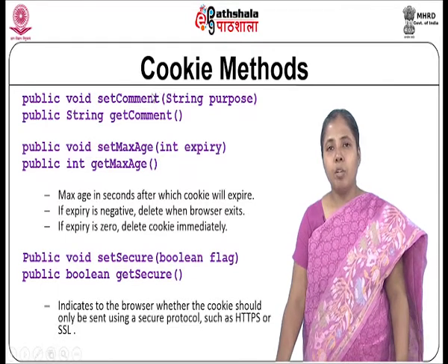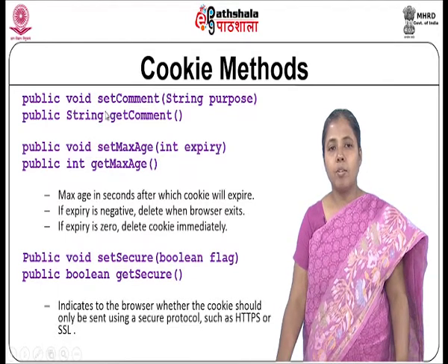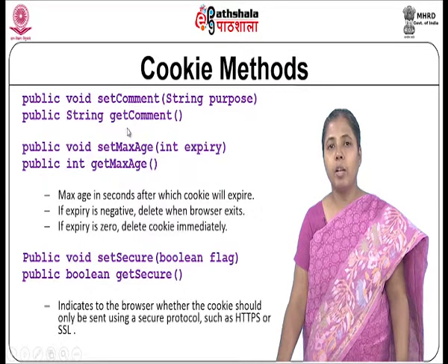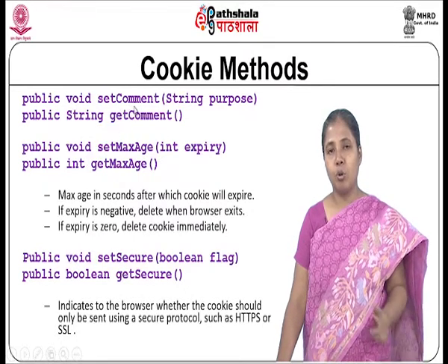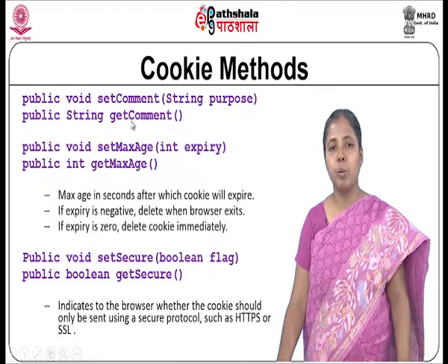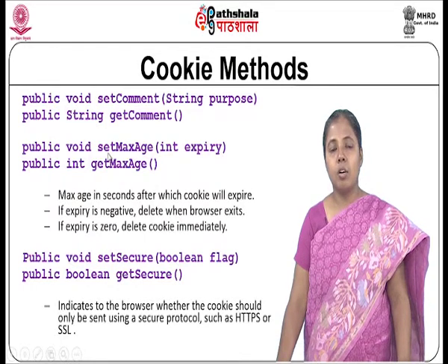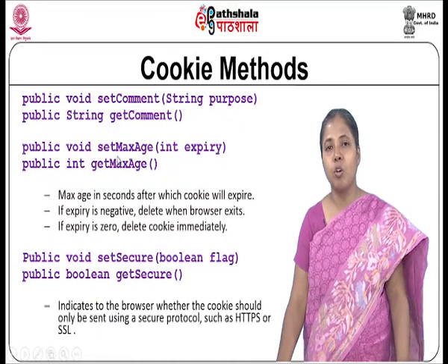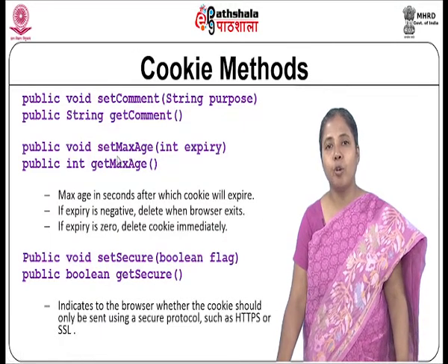And there are other methods that are defined in the Cookie class. There is a method called setComment and another method called getComment. If you want to store the purpose of why you have created the cookie, you can use the method setComment, and you can also retrieve it back using the method getComment. This would store the purpose of the cookie as a string.